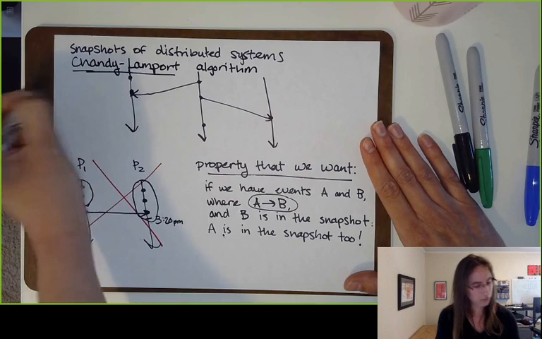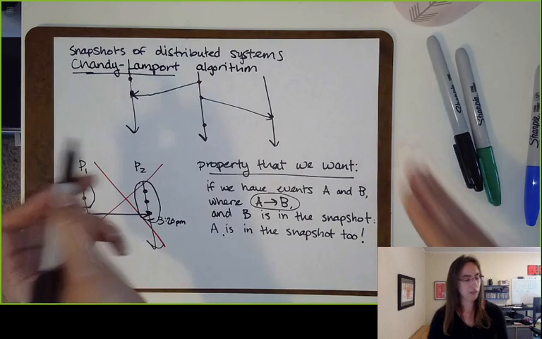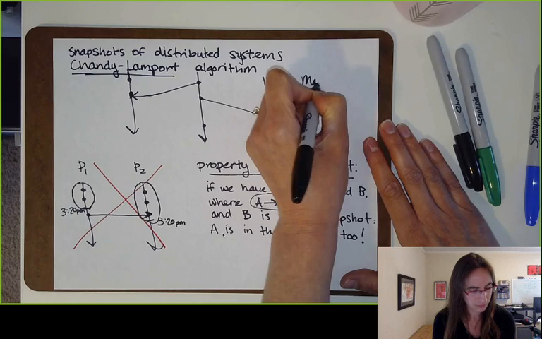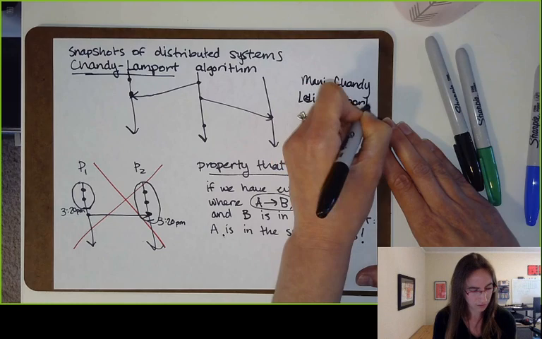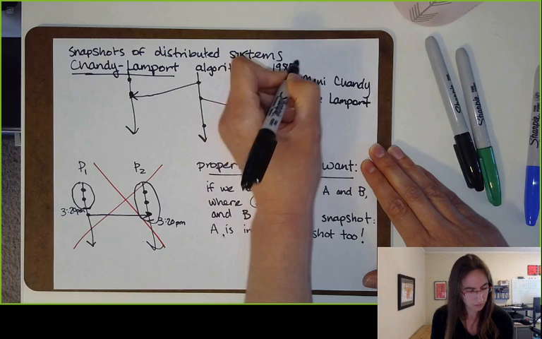It's called the Chandy-Lamport algorithm because it's named after two famous distributed systems people. One of them, of course, is Leslie Lamport, who we've already talked about a couple of times. He's the namesake of Lamport diagrams and Lamport clocks. So obviously he's made a lot of important contributions to distributed systems. The other person is Mani Chandy. Mani Chandy and Leslie Lamport developed this algorithm. I think this was published in 1985, but you can fact check me on that. It was sometime around then.